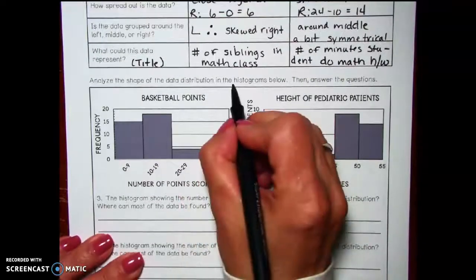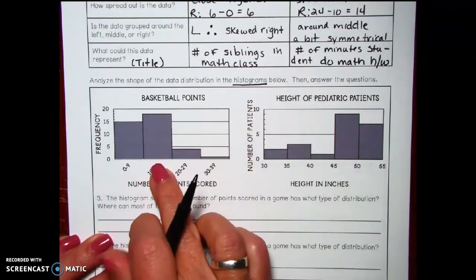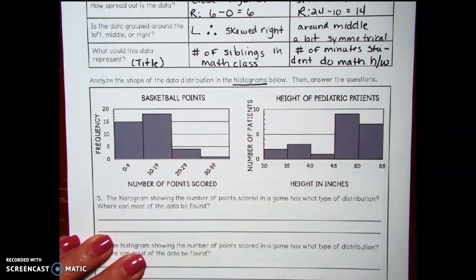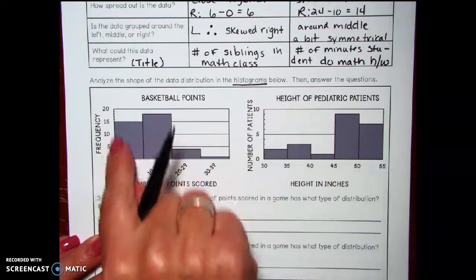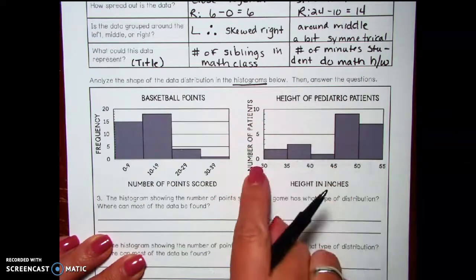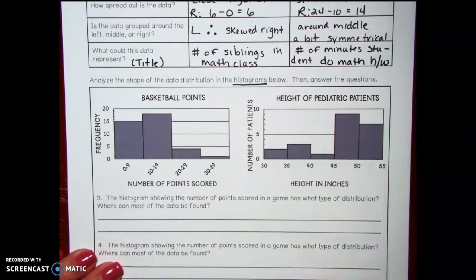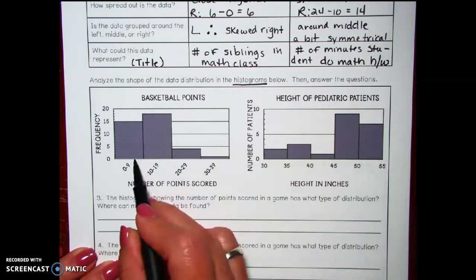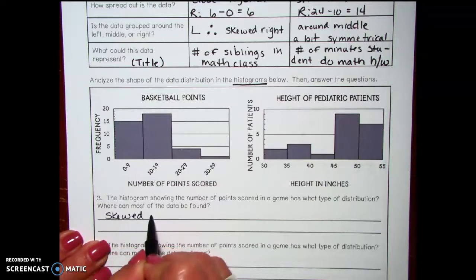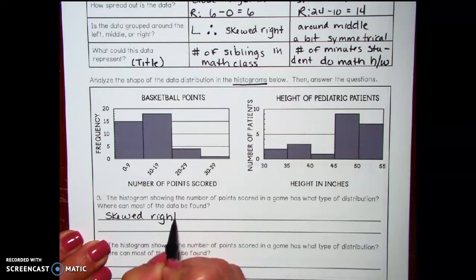And finally, let's take a look at our next and final graph. These are histograms, which is a fancy name for a touching bar graph. We have basketball points and the height of pediatric patients. We have the frequency, how often it occurs, and the number of points that were scored. Here we have the number of patients and the height. So we're going to look at scored in a game, what type of distribution. So this, if all my data is on the left, it is skewed right. Okay, so that is one thing to take a look at.